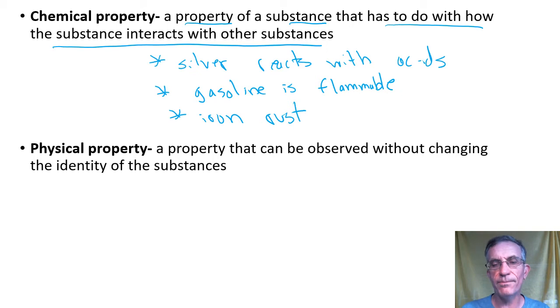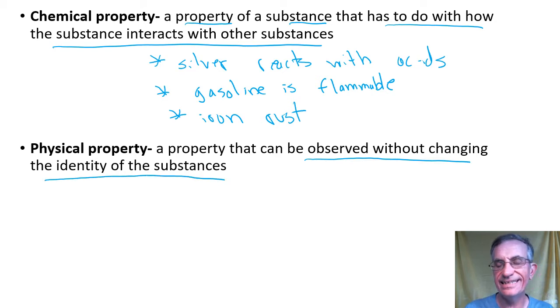Now, a physical property is a property that can be observed without changing the identity of the substance. So that sounds a little bit different. It basically has to do with not how things interact. A property that can be observed without changing the identity of the substance.